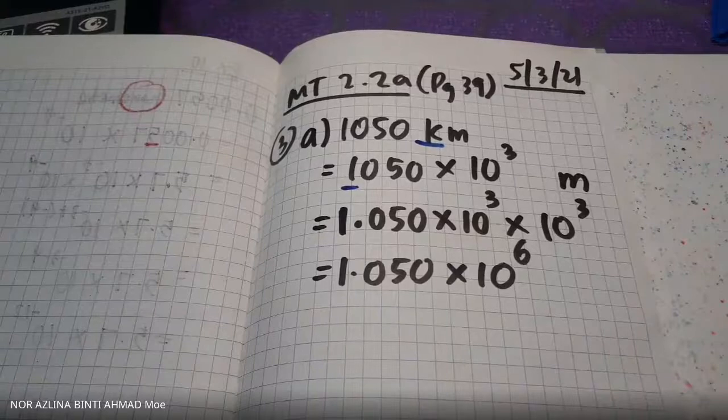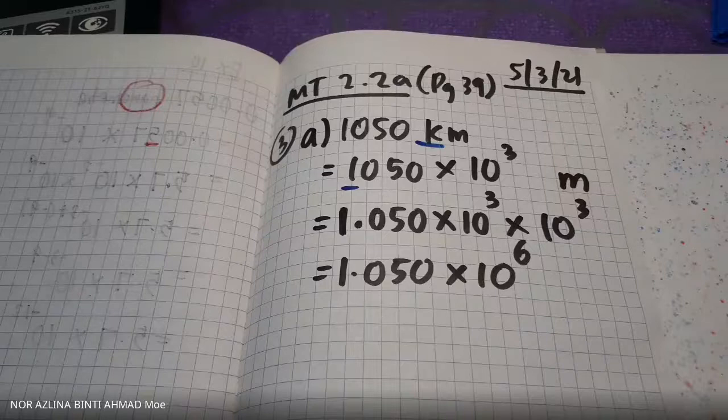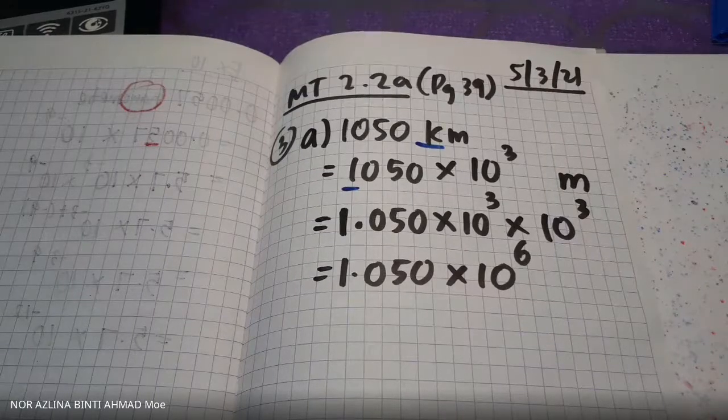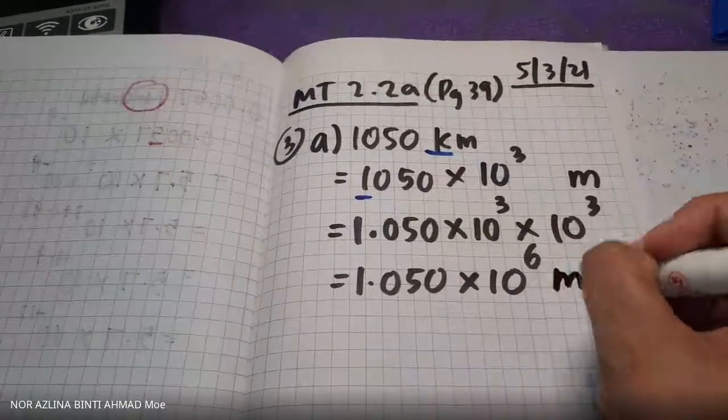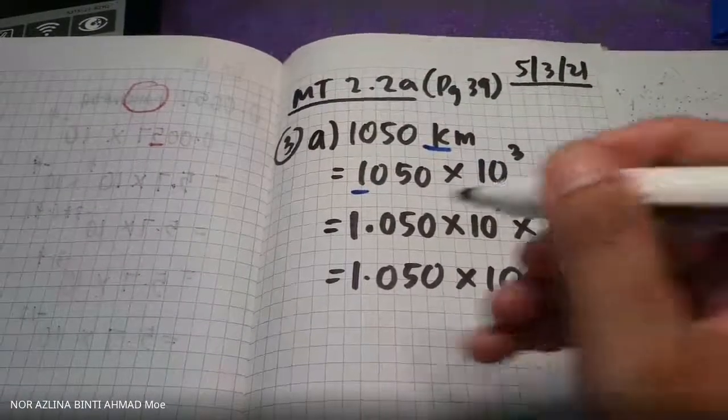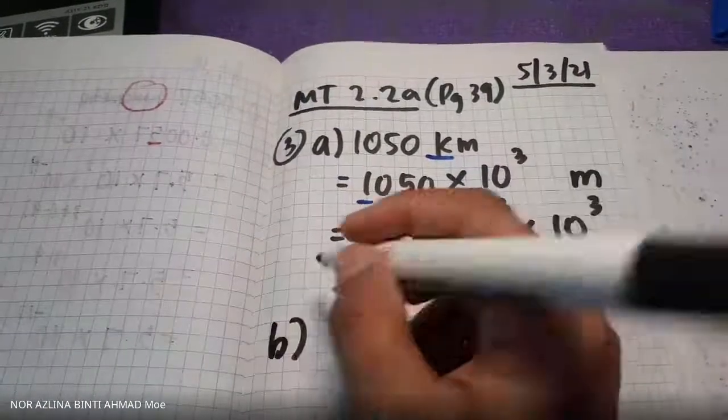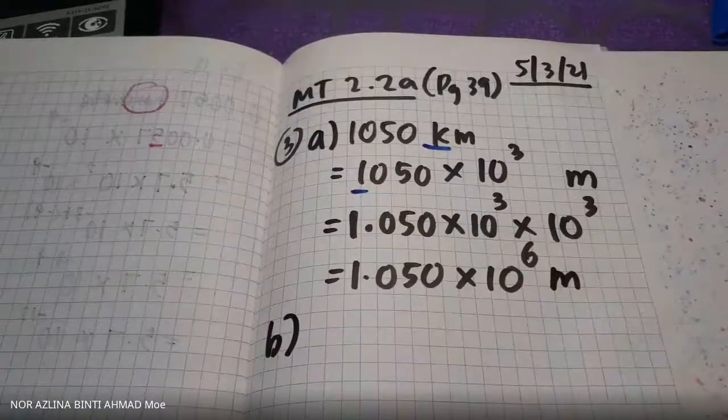Okay. Next. Meter, unit meter, because the question asks you to change to meter. B. This is B.